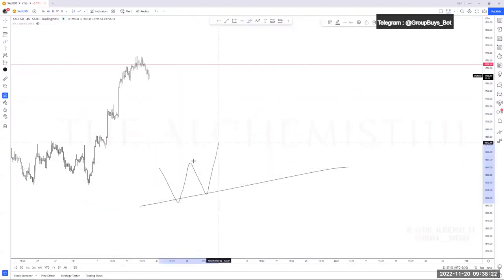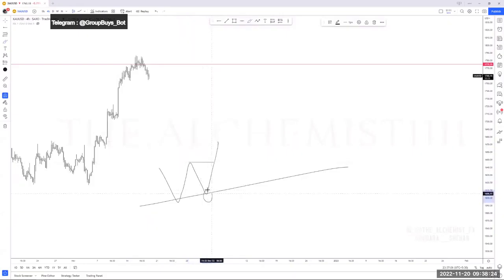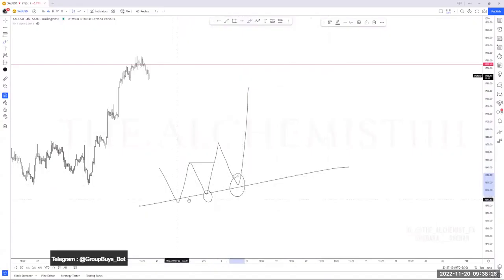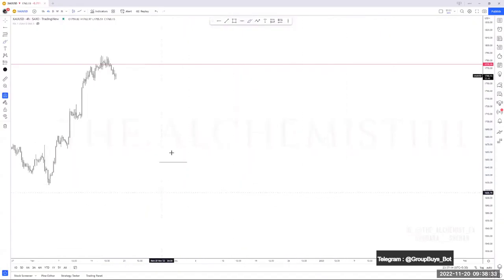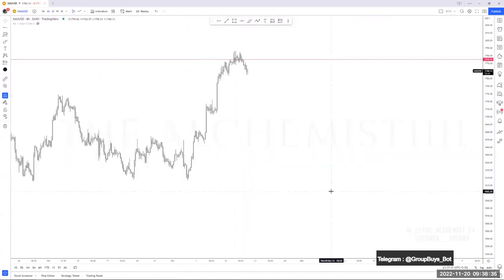This second point has to break. It has to engulf. Then this will be a very good trend line, a continuation trend line, a bullish continuation. So something like this. Pay attention to this. The only thing is to spot the right trend lines.